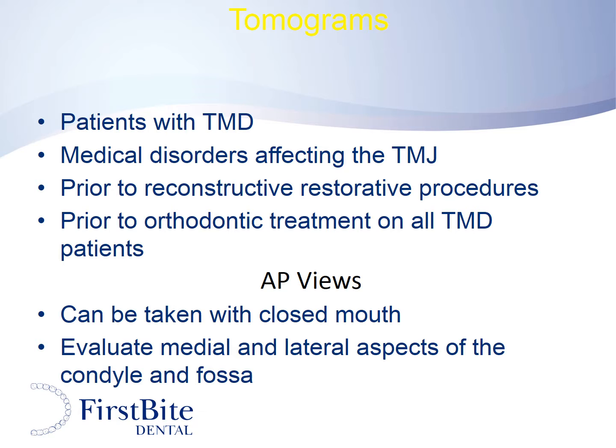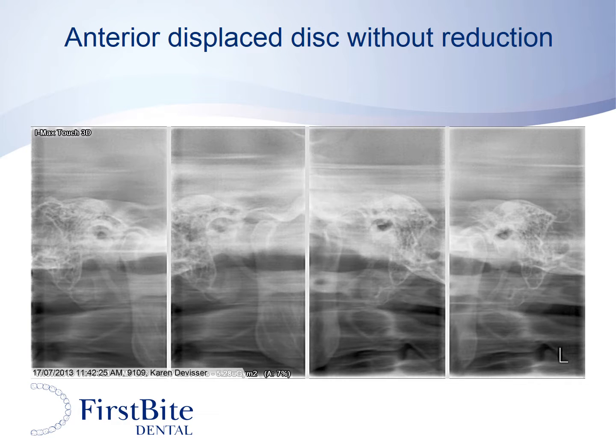An AP view just means taking it from the front, and again we can have a look at the condylar head and the space as to what it looks like. Now this is what's called an anterior displaced disc without reduction. So here is the ear, here is the condylar head, here is the fossa that the condylar head sits in, and this is the eminence. This is the bumpy bit that sits in front.